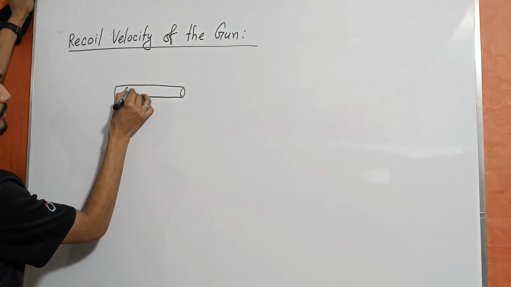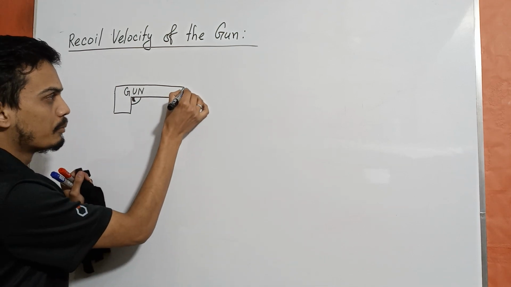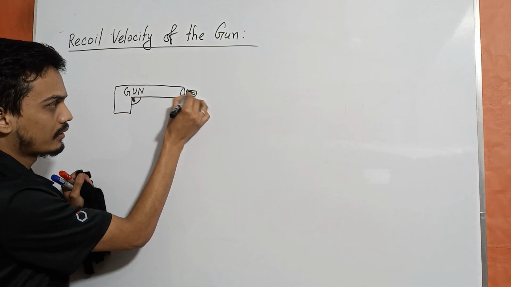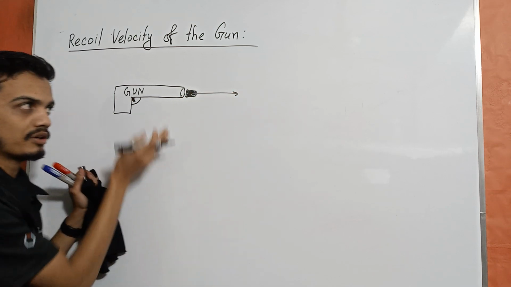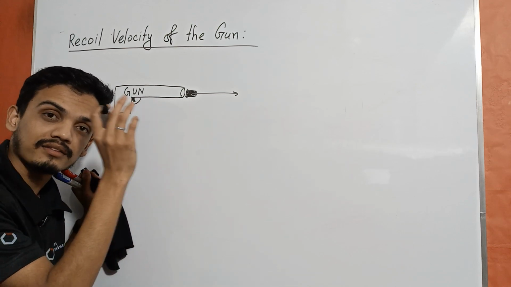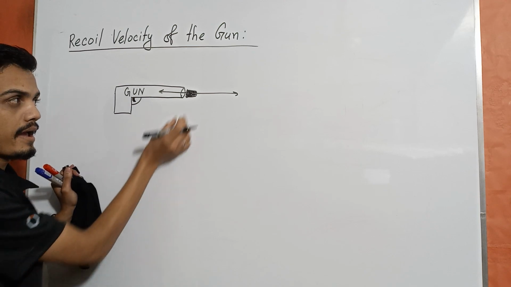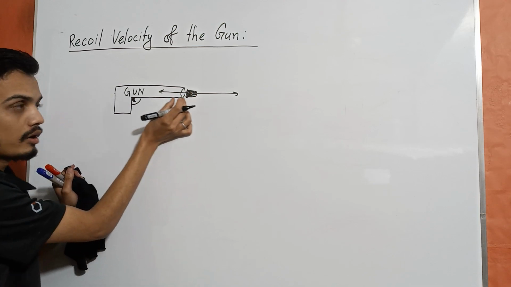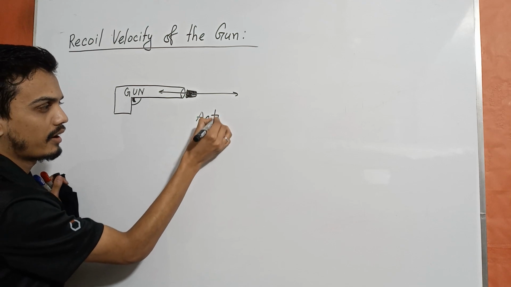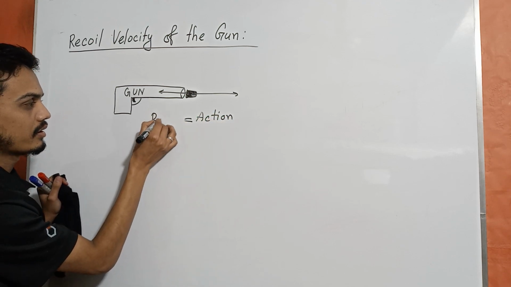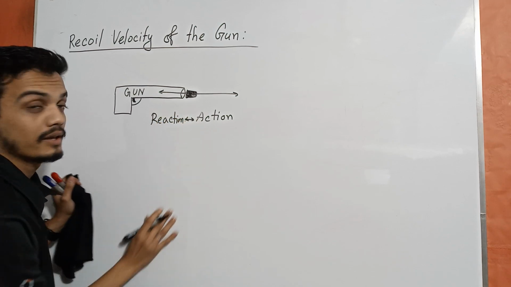This is a gun. After firing a bullet, in this direction is the action. At the same time, the reaction is on the gun. Action is on the bullet, and at the same time the reaction is on the gun. Action and reaction must be equal.